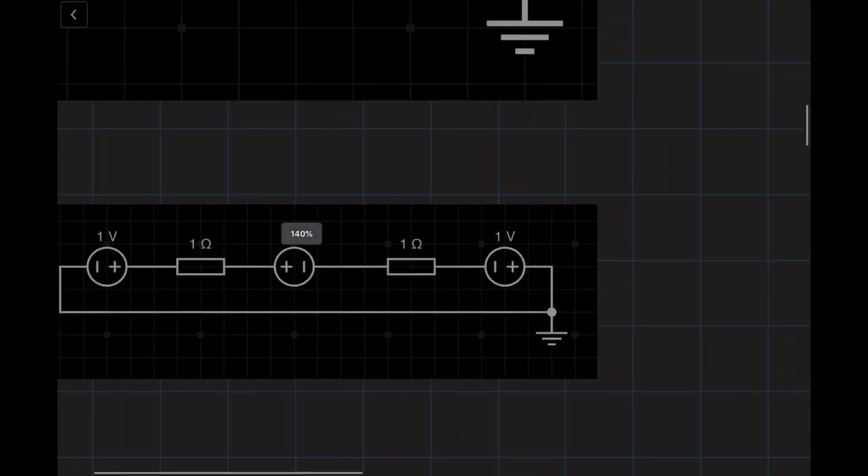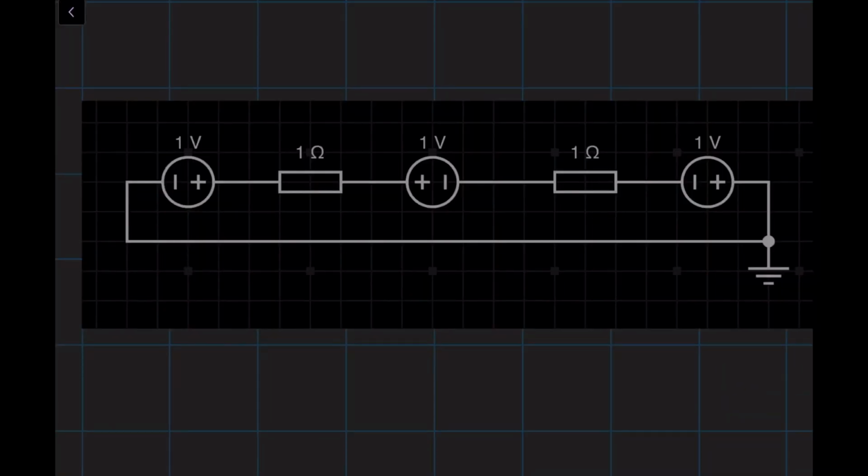How will you try this problem? In this question, we have 3 sources and 2 resistors. So let's once again take the current in the clockwise direction. So current I'm taking in the clockwise direction.